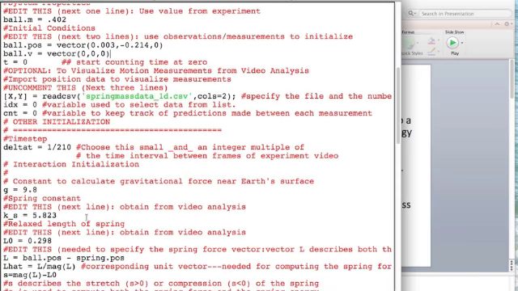I calculated the spring constant using K sub s equals 4 pi squared times the mass divided by time squared, and then I calculated L naught, the relaxed length of the spring, using the principle that the vector F grav equals the vector F spring. So I used the formula L naught equals the L vector minus mass times gravity, or mass times g, divided by k.